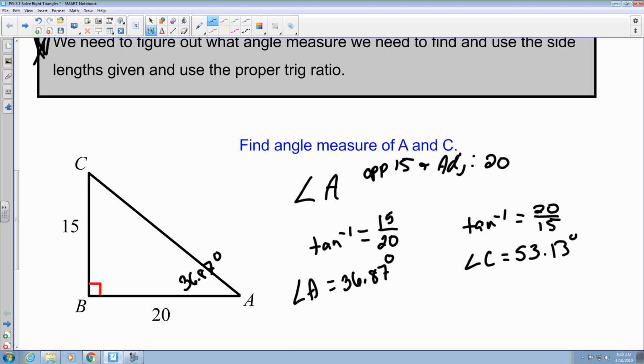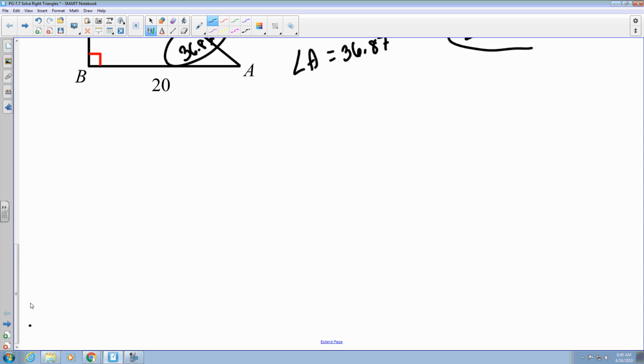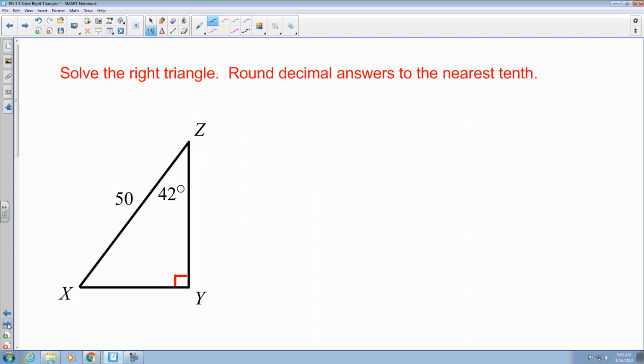Now, a way you can check this is to say 53.13 plus 36.87 plus 90, because it's a 90-degree angle, this all should result in 180 degrees or something really close to that. In this case, it is exactly 180 degrees when you add up all three of those angle measures together. So you could actually just find one angle measure and then use the triangle sum theorem and say 180 subtracted by 90, and then subtracted by 36.87, and you'd get your 53.13 that way as well. So there's more than one way to do it, and however way you want to solve it is up to you.